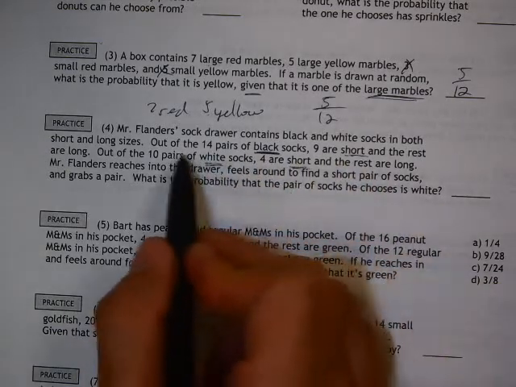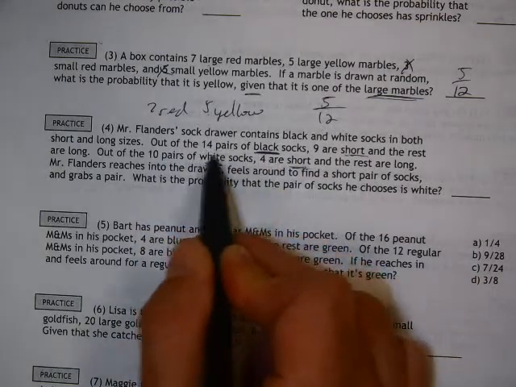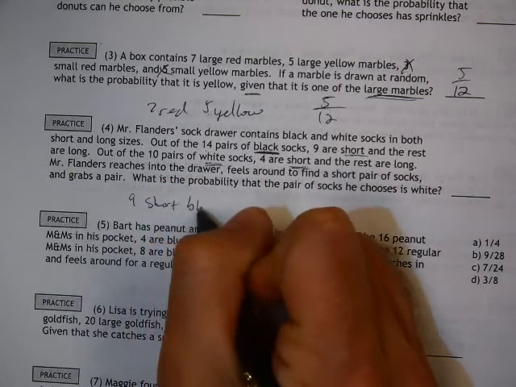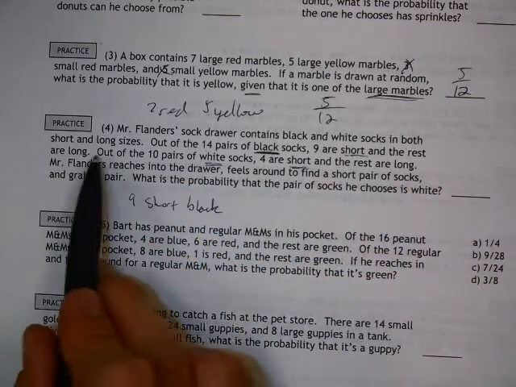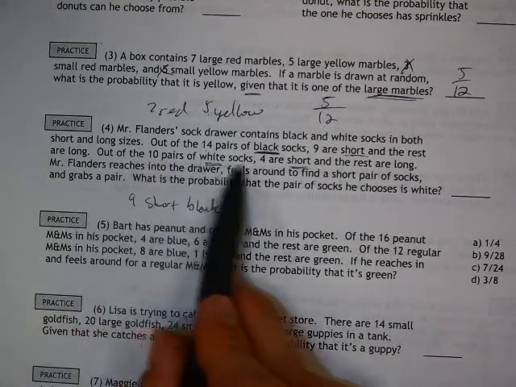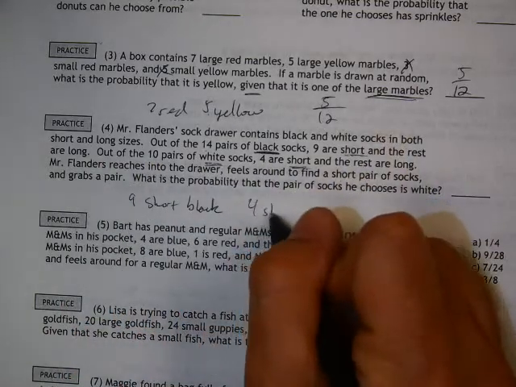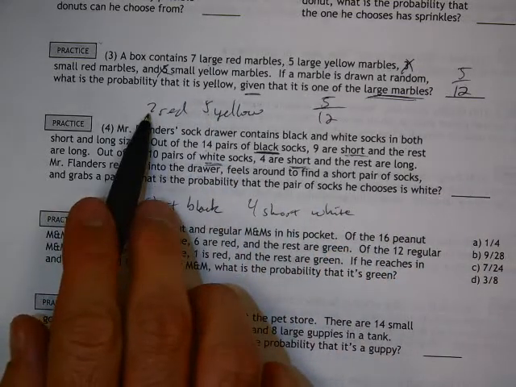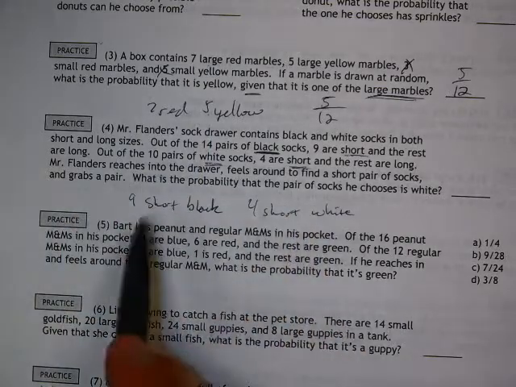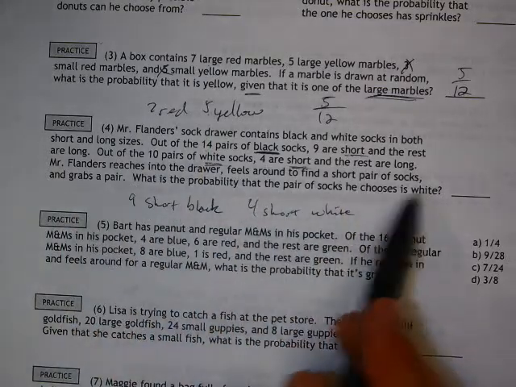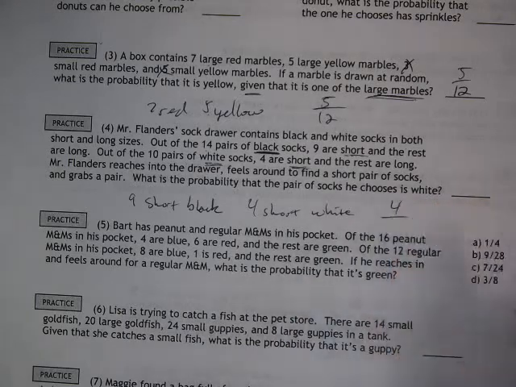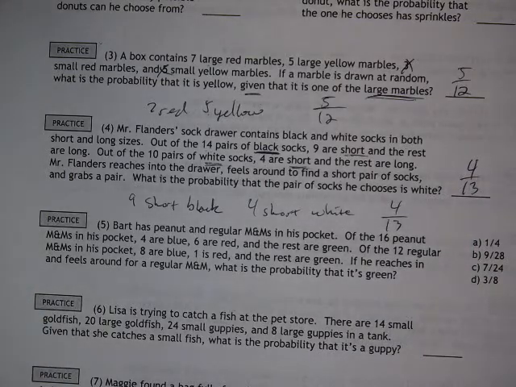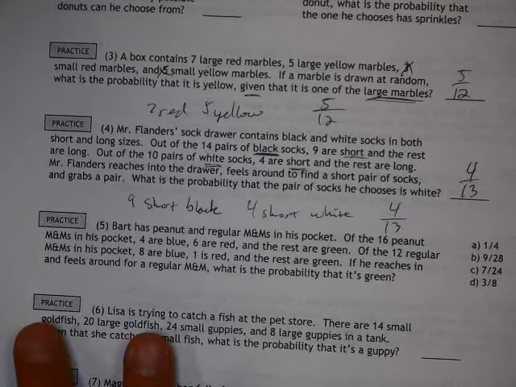So let's just look for the short. If we go back, we had 14 black, 9 were short. So we have 9 shorts black. And then when we look at the second set, 10 pairs of white socks, 4 are short. 4 shorts white. So again, it's kind of like we had 7 red large and 5 yellow large marbles. Now we've got to find out how many of these are white. We have 4 white out of the total, 9 plus 4, which is 13. So our probability is 4 over 13, which cannot reduce. So then we're done with number 4.